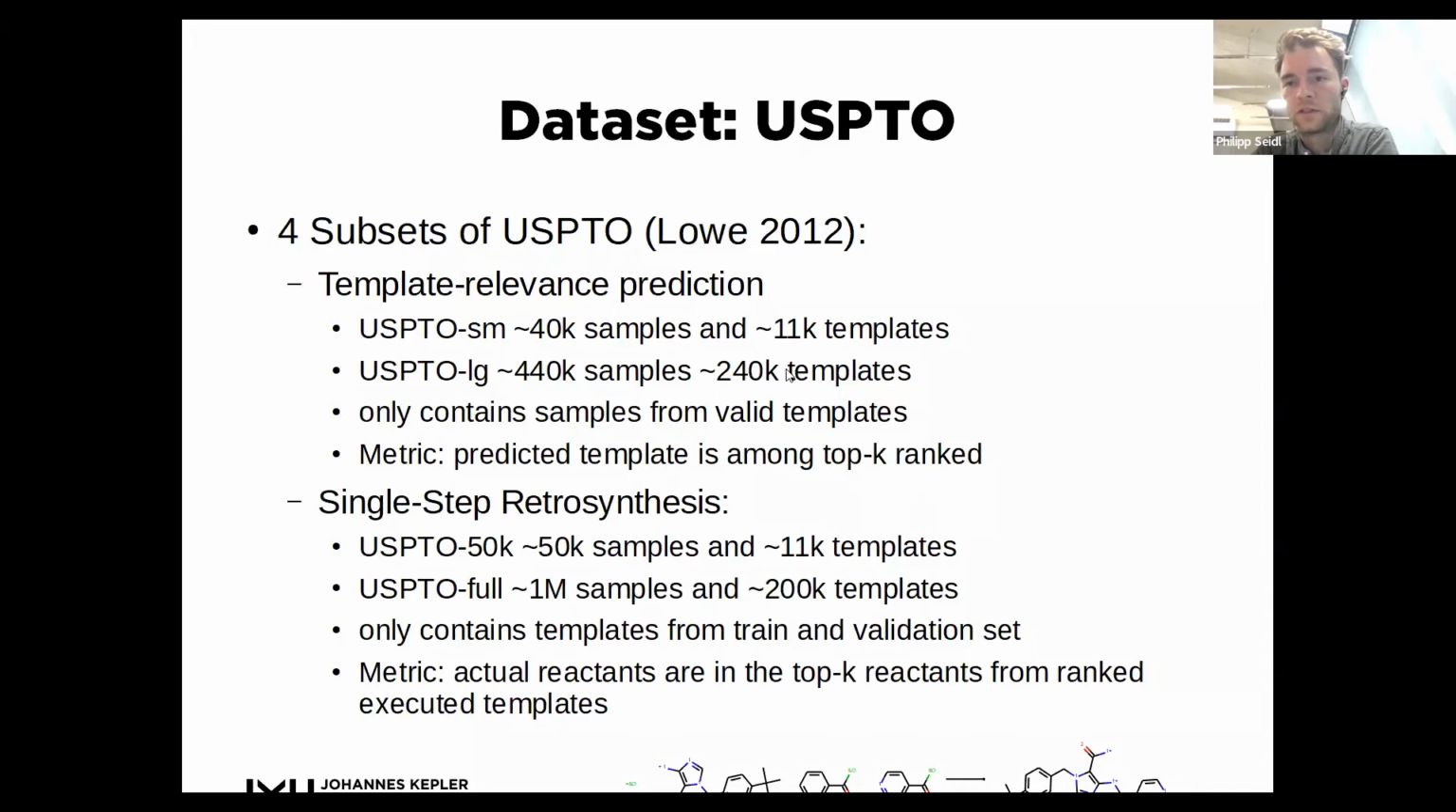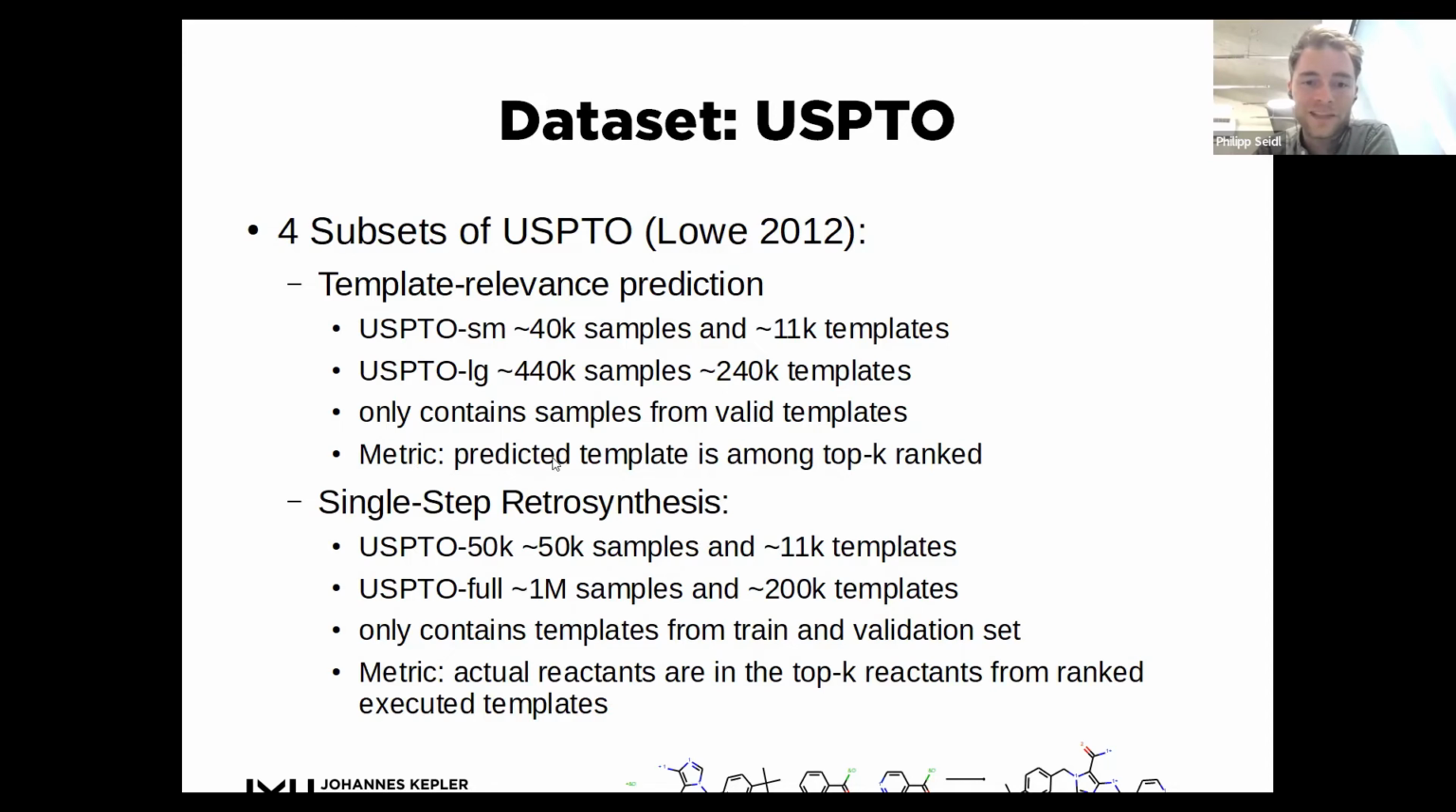Here you can also see the big difference in the number of templates. There are 11,000 templates, and a template is unique because it might also not be straightforward. A template is unique if it has a unique string identity after canonicalizing it and also removing the atom mapping, so removing the numbers corresponding to each of the atoms.